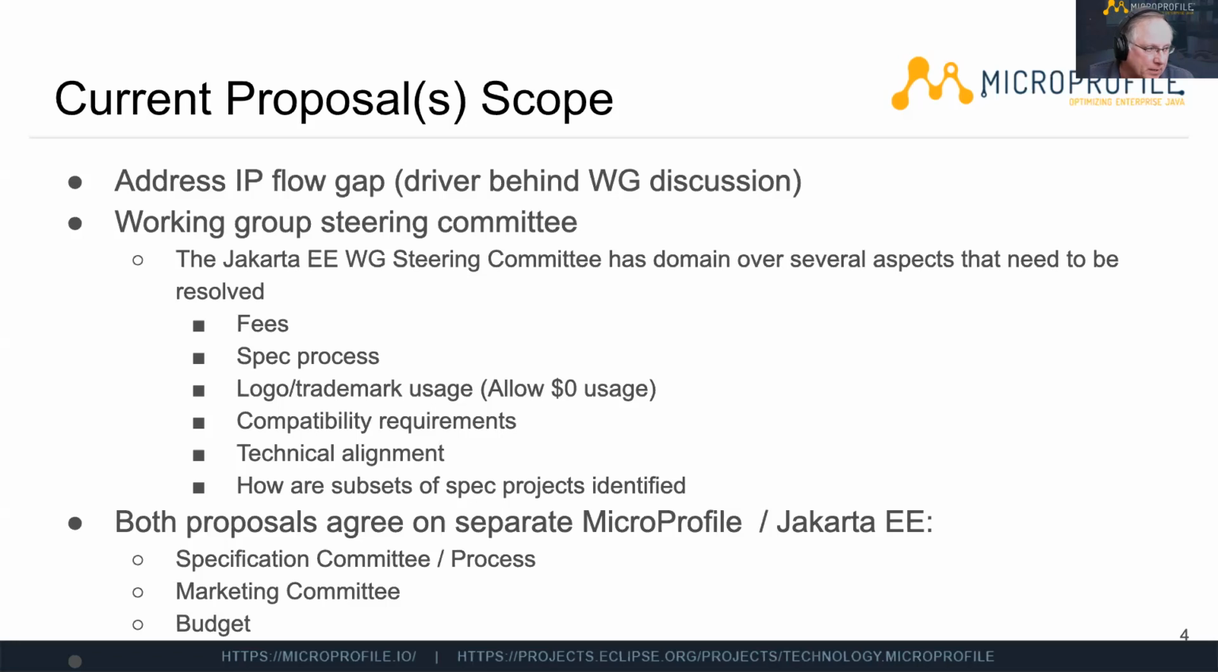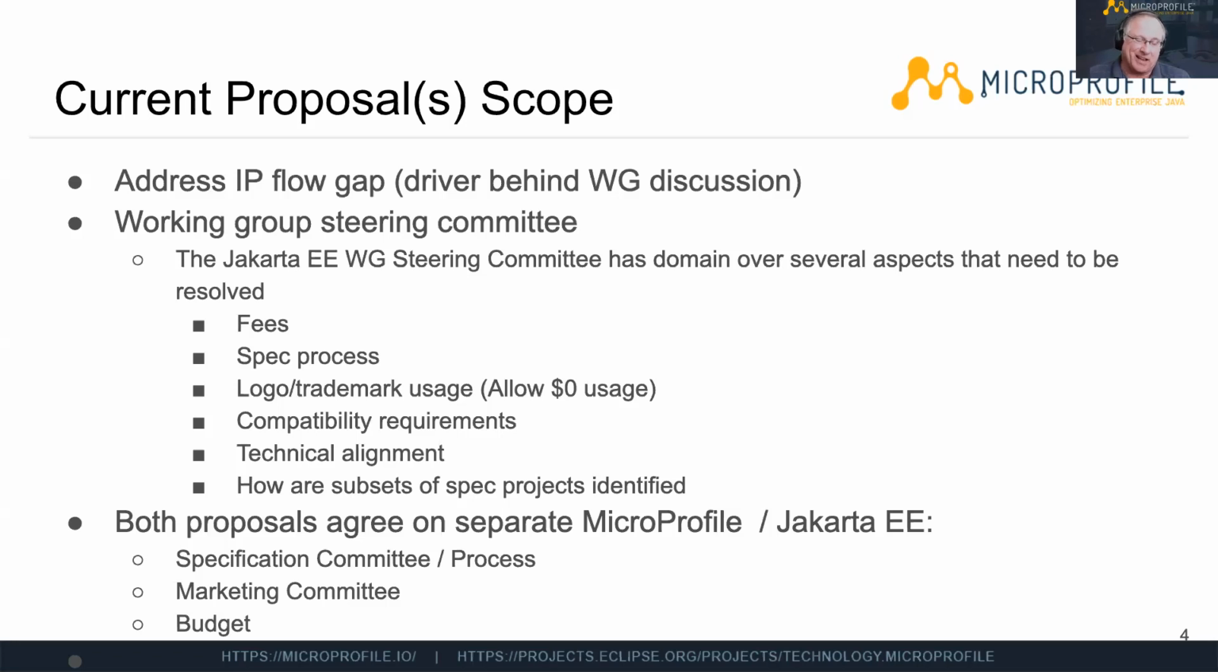Both proposals agree, as currently defined, that there needs to be some level of different approaches between MicroProfile and Jakarta EE. If you look at both proposals today, they each have their own specification committees and can define their own specification process. Separate marketing committees. Both proposals currently agree that each can market the brand and the logo usage however each project sees fit. And there's also a separate budget, meaning the money spent within MicroProfile is managed by the MicroProfile committee, and vice versa for Jakarta EE. So both proposals have these things in mind.